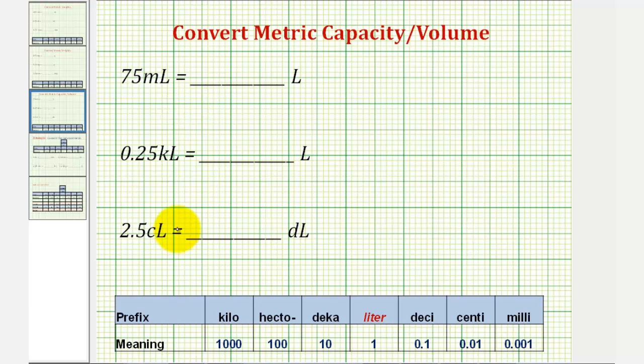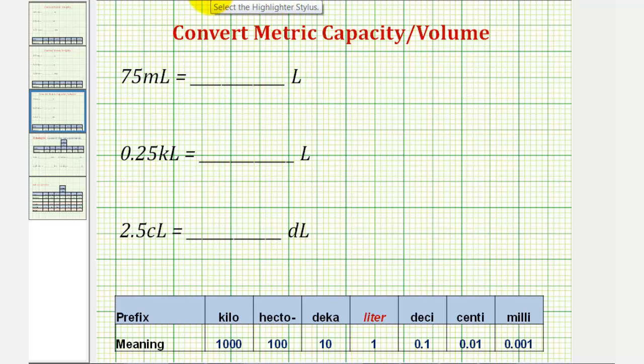Welcome to 3 examples of converting volume using metric units. In a previous video, we used a table below to determine how many places to move the decimal point to the left or right in order to perform conversions in the metric system. In this video, we'll show how to use unit fractions to perform conversions in the metric system.